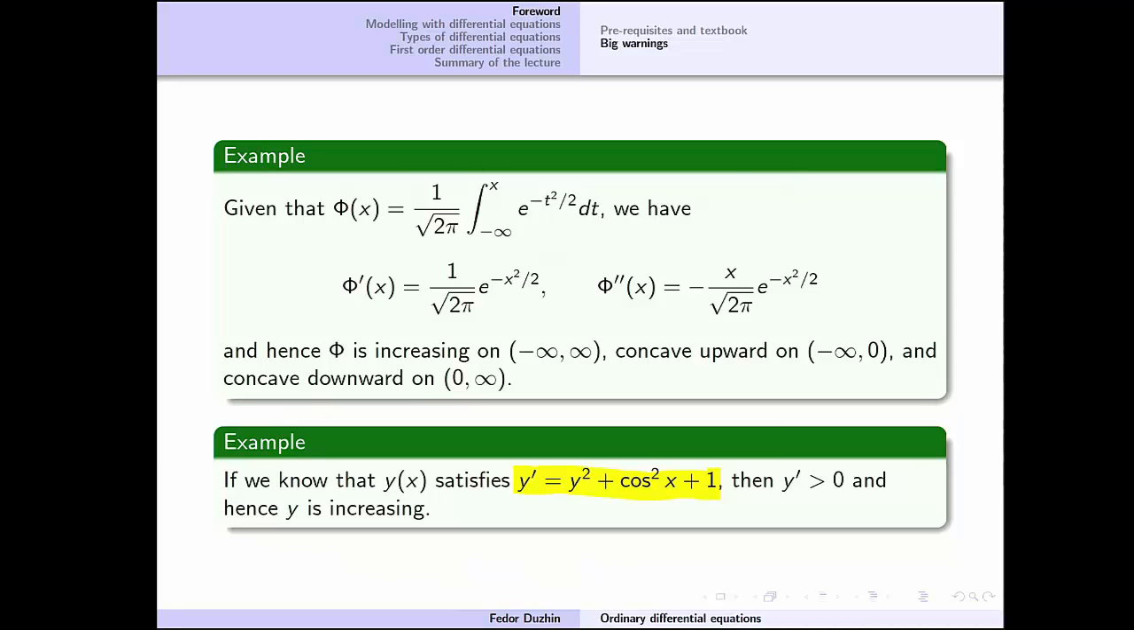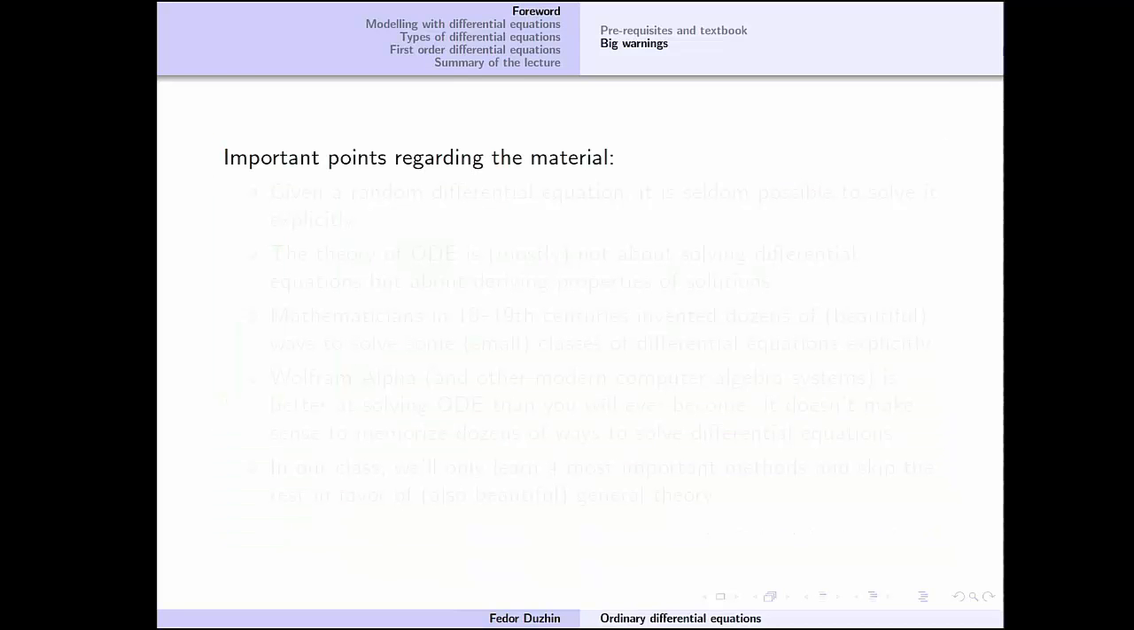But at the same time, you can clearly see that y prime is positive because the right hand side of this equality is the sum of squares, so it has to be positive. And if y prime is positive, then of course the original function y has to be an increasing function. So although we are not able to solve this differential equation, we still can establish a certain property. Right?